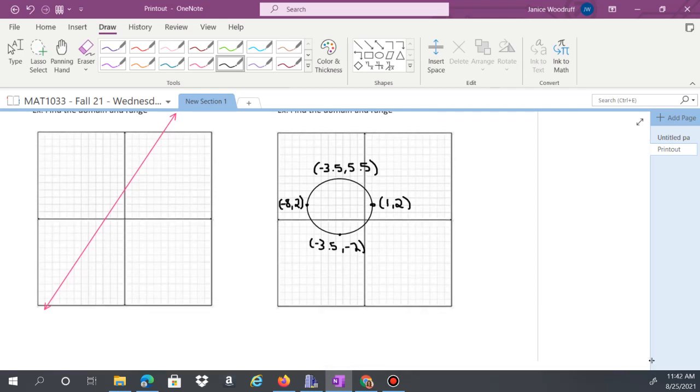All right, and we want the domain and range of both of these. On my pink line for the domain, if I go left to right, what's my leftmost point? Yeah, it's an arrow, right? Which side of it is the infinity on? This is negative, right? And my rightmost point? It's also going off the graph. So the domain is -infinity to infinity.